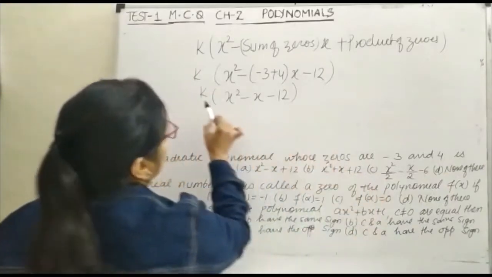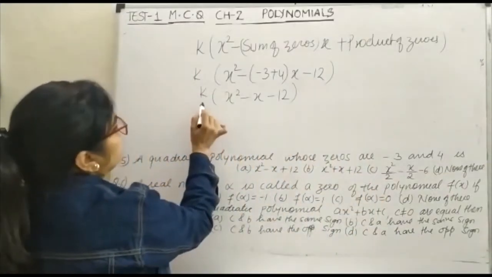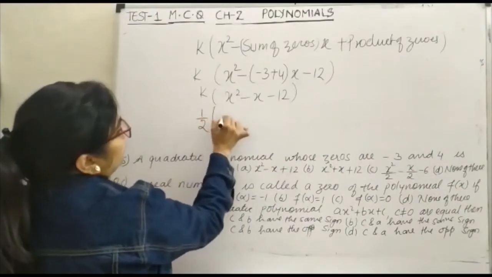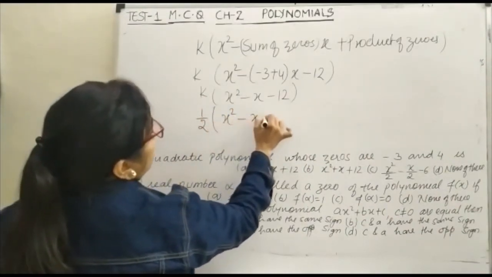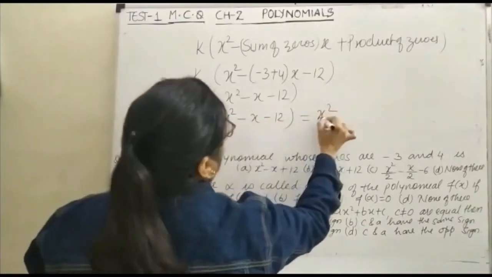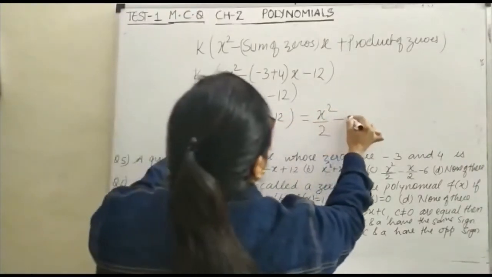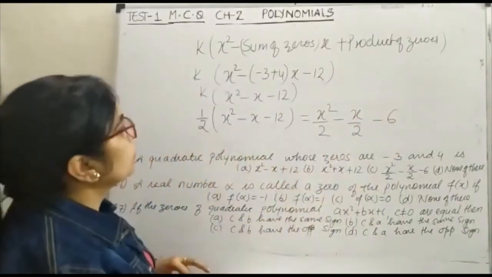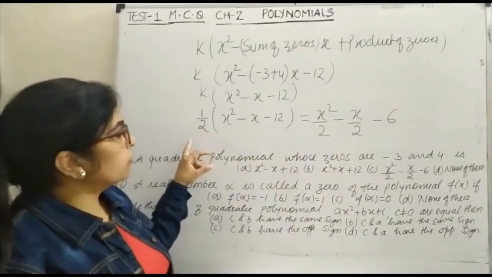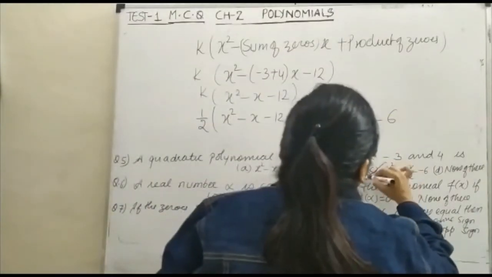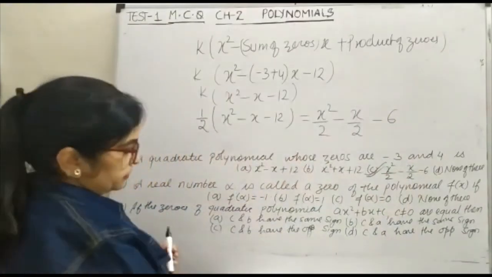In option C, if we take the value of k as half, you can see here, if I take the value of k as half, then what does it become? x square minus x minus 12. Just see here, it will become x square upon 2 minus x upon 2 minus 6. So with this you have understood that for question number 5, your option C is the correct answer.